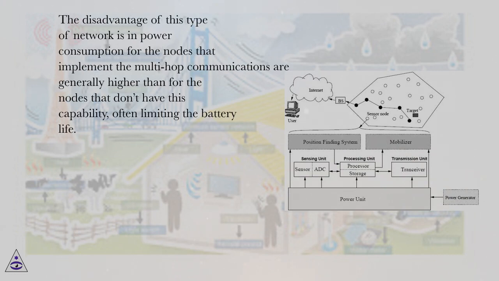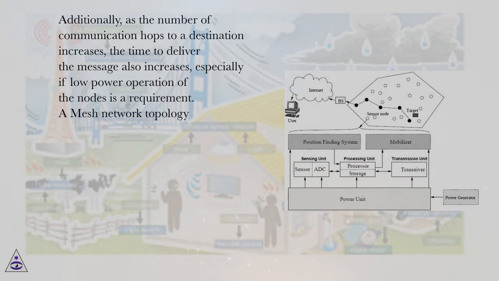The disadvantage of this type of network is in power consumption. The power consumption for the nodes that implement multi-hop communications is generally higher than for the nodes that don't have this capability, often limiting the battery life. Additionally, as the number of communication hops to a destination increases, the time to deliver the message also increases, especially if low power operation of the nodes is a requirement.